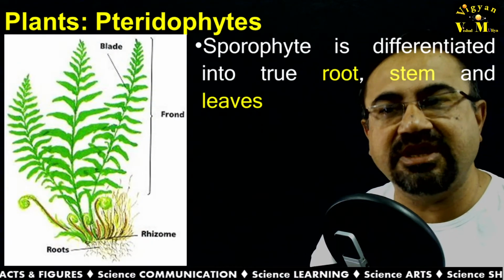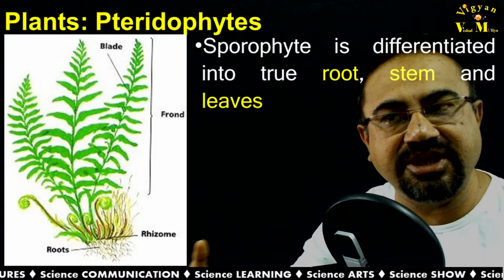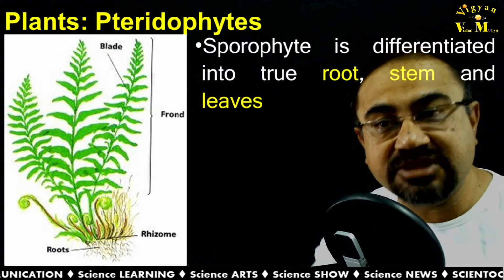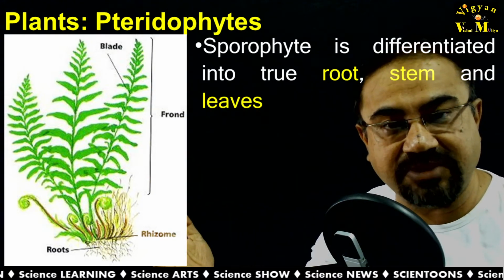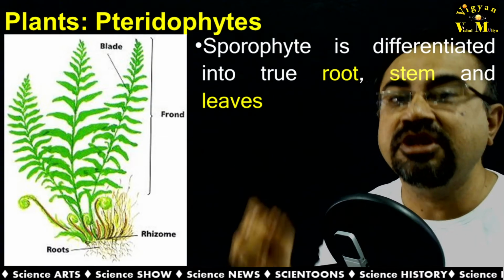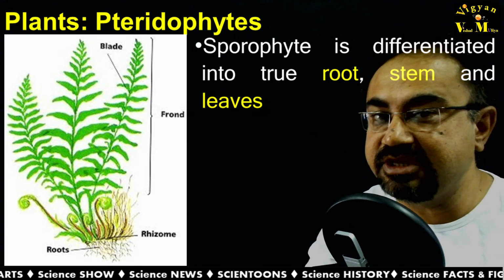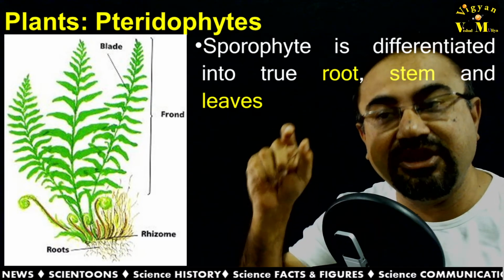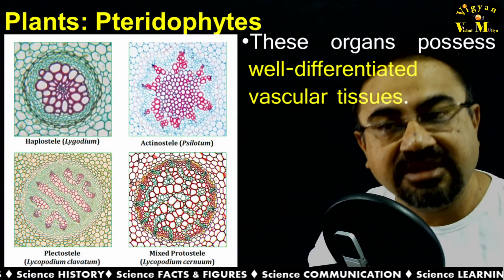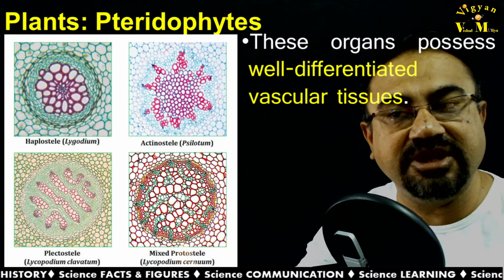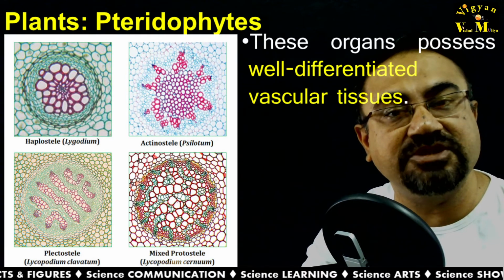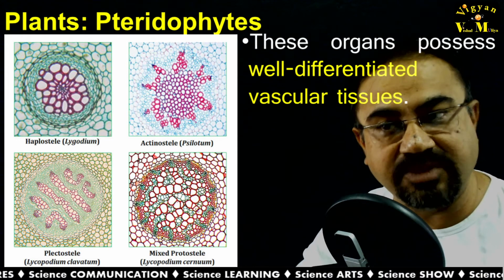These sporophytes differentiate into true root, true stem and true leaves. If you see the earlier part, that is the bryophytes, they had root-like, stem-like and leaf-like structures, but here it is not like that; here it is in the true sense, true root, true stem and true leaves. And the vascular tissue is well differentiated, so it is quite an advancement.